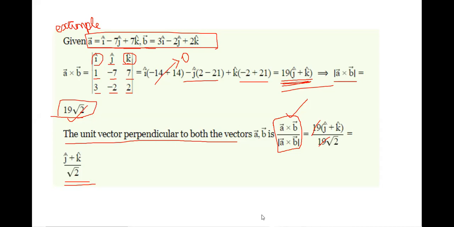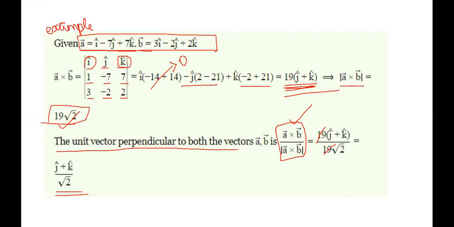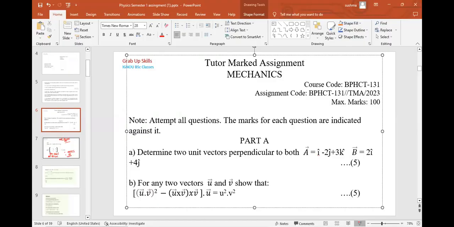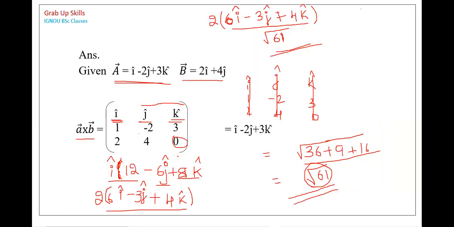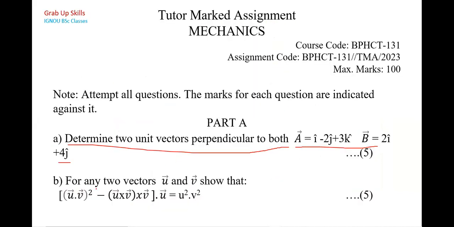Now we will see another important assignment question for today. This was the last question we have seen, so now we will move on to the second question. For any two vectors u and v, show that, we need to prove this: the square of u dot v minus u cross v dot u cross v is equal to u square times v square.